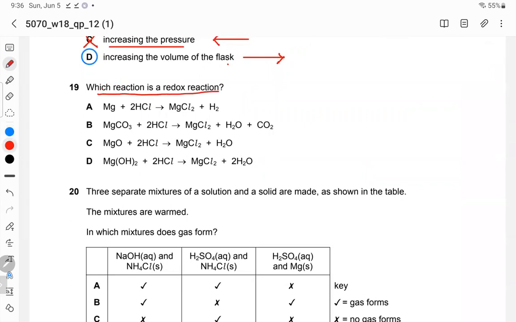Which reaction is a redox reaction? See over here, it's very easy to identify if you have an element. So see, magnesium is an element. What will be its oxidation state of magnesium and hydrogen over there, where I underlined?